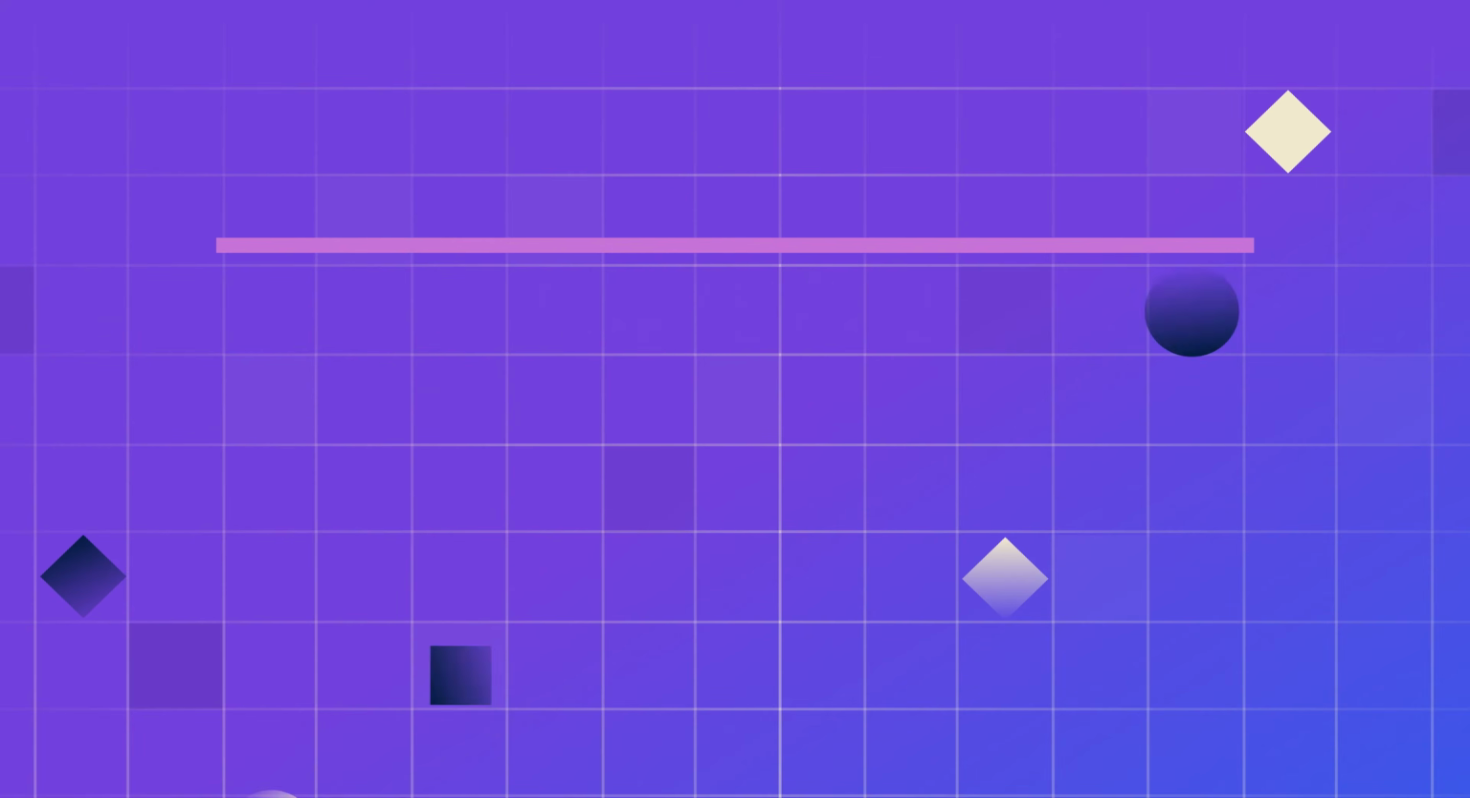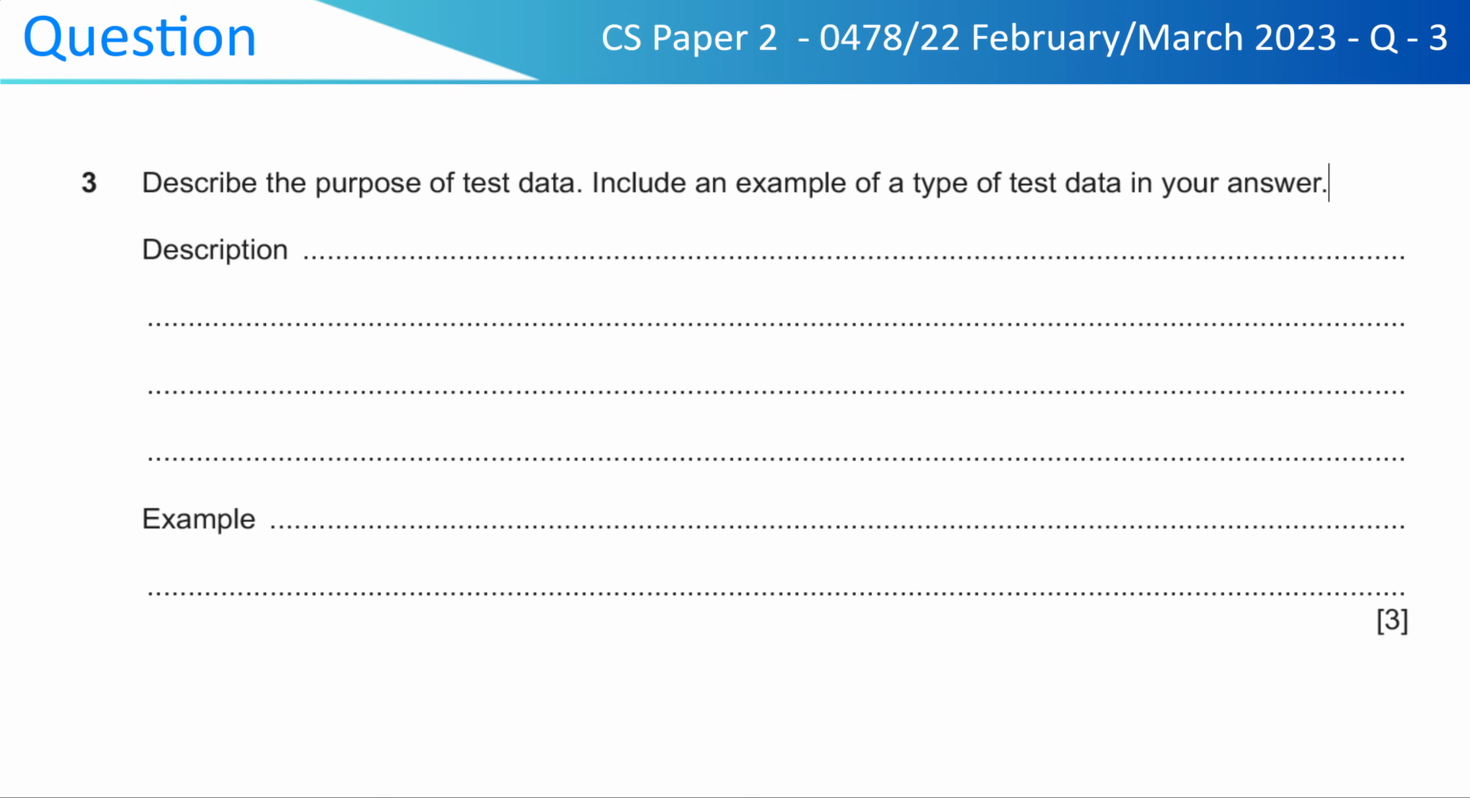Today we are going to solve question number 3 of the 0478/22 February-March 2023 past paper. The question is, describe the purpose of test data. Include an example of a type of test data in your answer. This question is not very tough, but we need to be very careful to get the maximum marks.